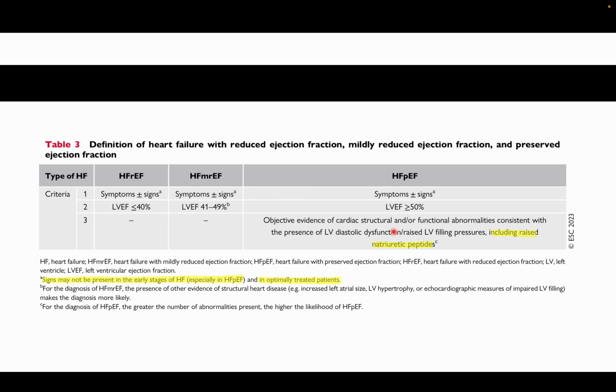Along with this, there should be objective evidence of cardiac structural or functional abnormalities, such as left ventricular hypertrophy, diastolic dysfunction, or functional regurgitation, with the presence of LV diastolic dysfunction or raised left ventricular filling pressures. This includes a raise in natriuretic peptides, which are markers of cardiac failure, like NT-proBNP, BNP, and troponin. These are the biomarkers suggestive of heart failure. So with these signs, even when LVEF is preserved but they have diastolic dysfunction or elevated LV filling pressures, these are all signs that there is a failure not associated with reduced ejection fraction.